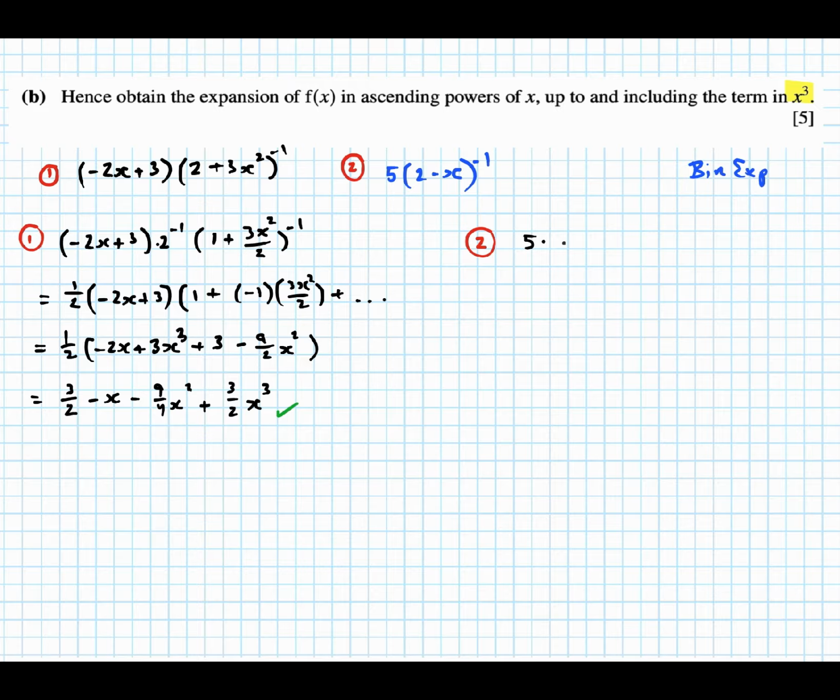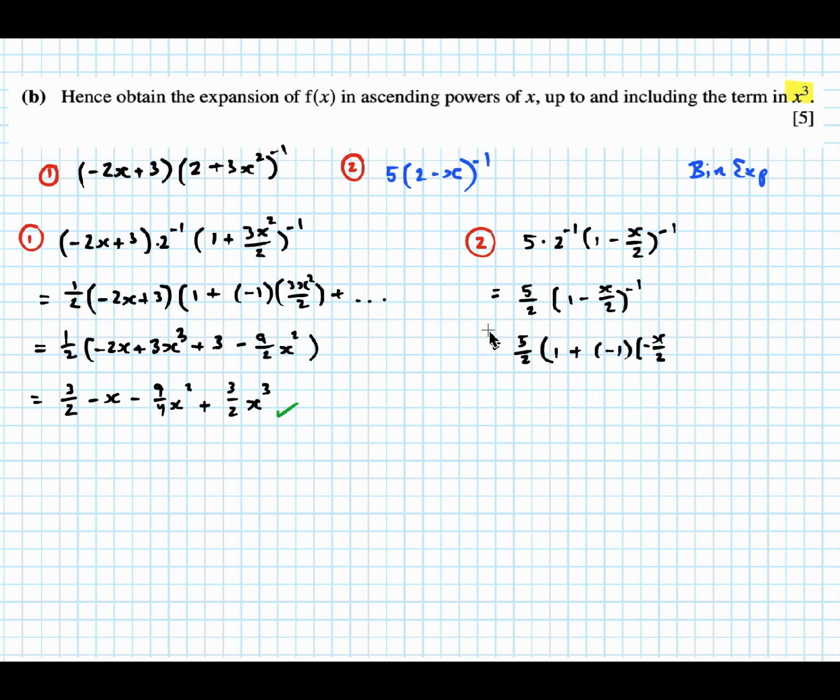It's going to be a bit longer, this one, because the details are less. So 5 times 2 to the minus 1, because I need to change the form of that. So instead of 2 minus x, I need 1 minus x over 2. And from there I can start multiplying it out and using the binomial expansion. Again, 5 over 2 is 5 times a half. So minus x over 2, sorry.